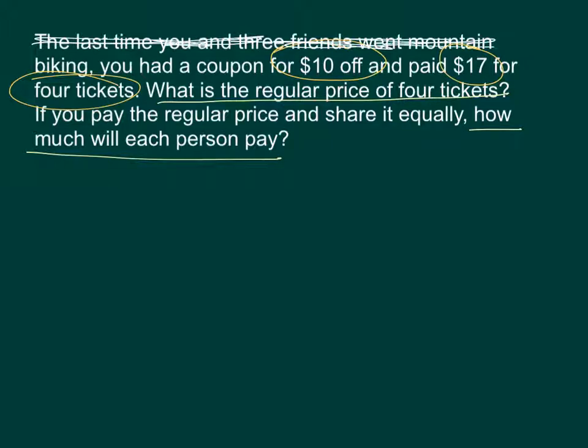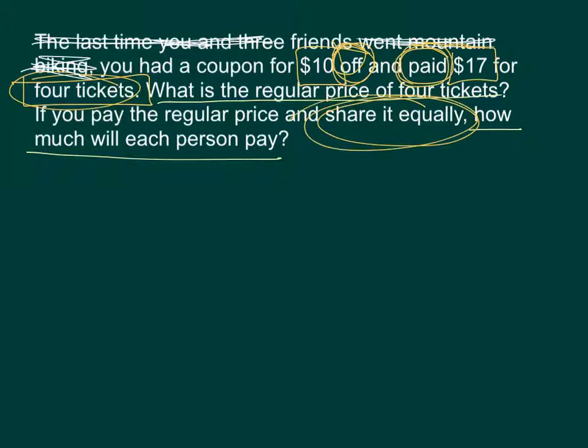It's us and 3 friends. We've already circled that there are 4 tickets, so 4 of us total. You had a coupon for $10 off. Off would be an important word. And I should have boxed these numbers instead of circling them. But $10 off is important. Paid would be important. And shared equally seems important.